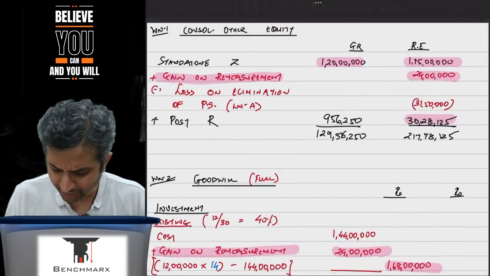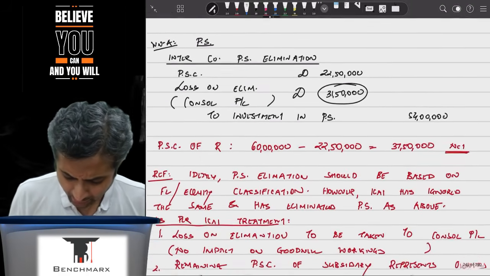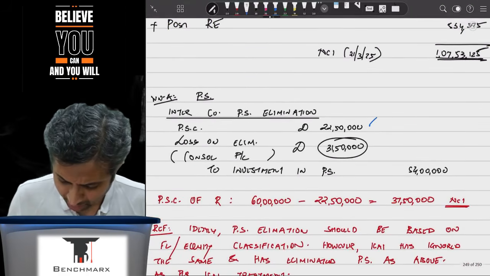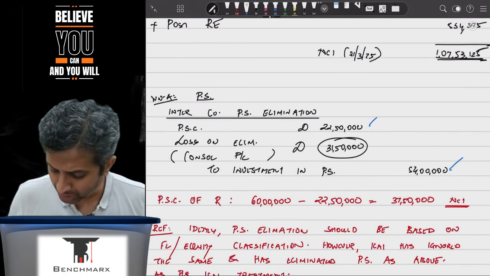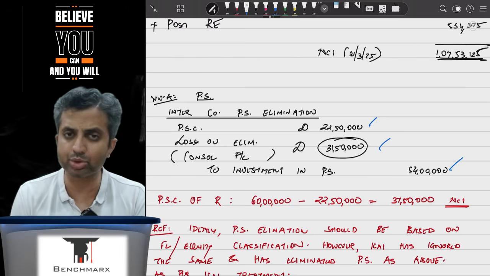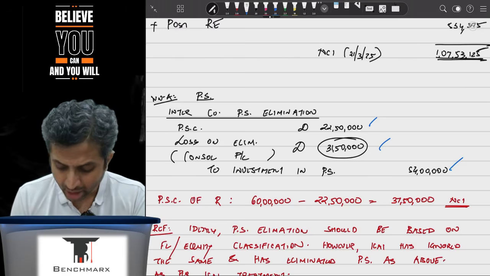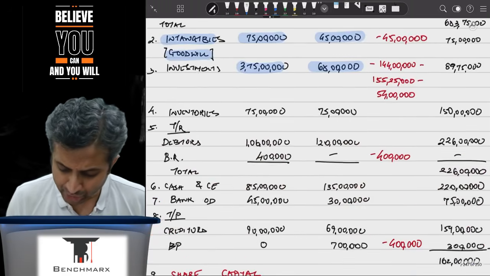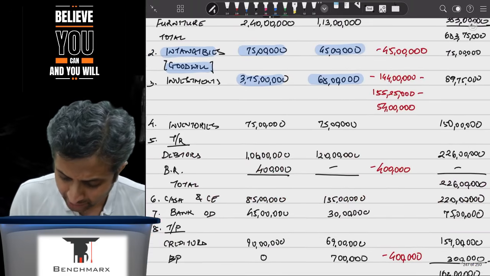So over here, when you pass this elimination entry for preference shares, it is preference share capital account debit 22 lakh 50, to investment in preference shares 54 lakhs. Loss on elimination will be 31 lakh 50, which will go in the consolidated profit and loss account. Now, where will investment in preference shares go? Well, they will be eliminated from the investments.